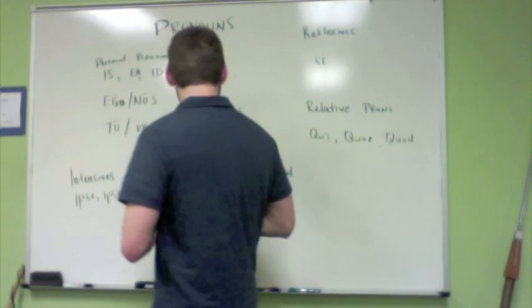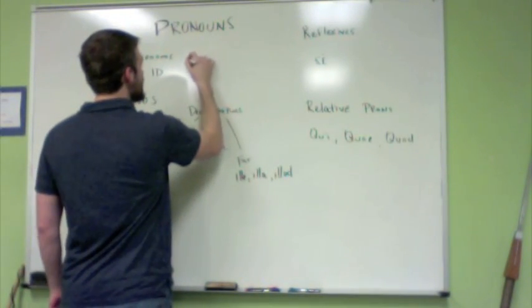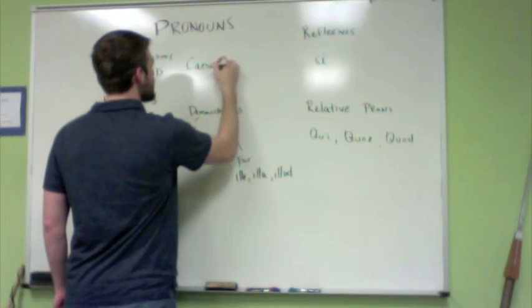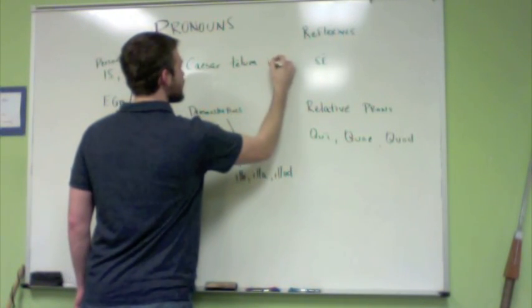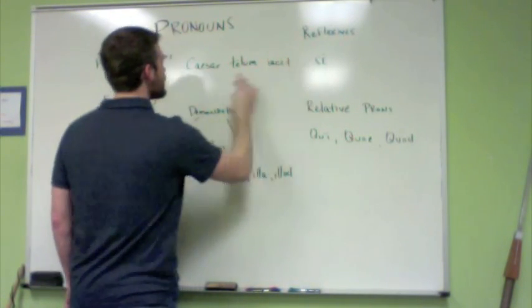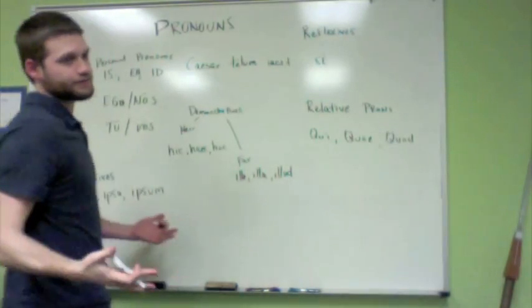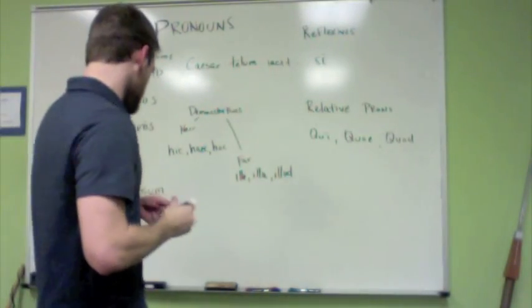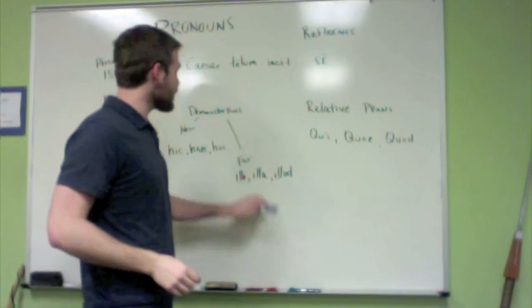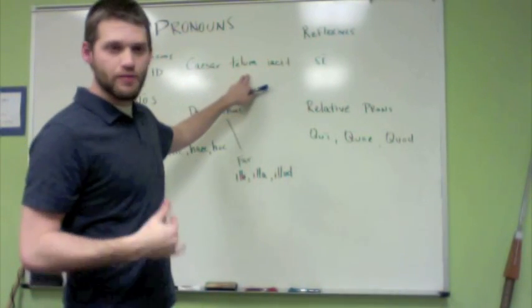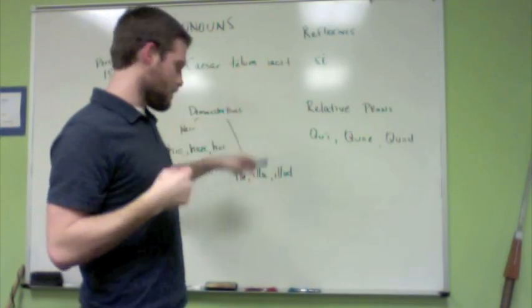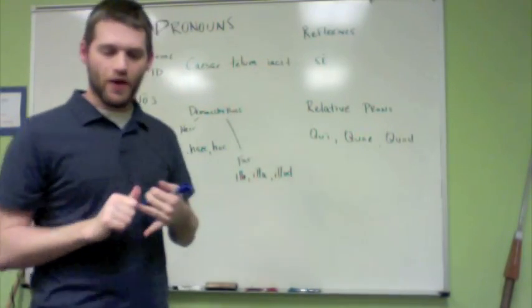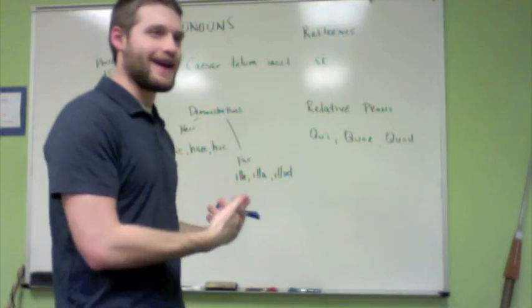So let's do a simple sentence with that. Let's say, Caesar telum iecit. Caesar threw a spear. Okay, basic enough. Now remember the question we need to ask if we're going to replace Caesar and telum with pronouns, right? We have to figure out what the gender is and what the number is, and then we'll ask what the case is.